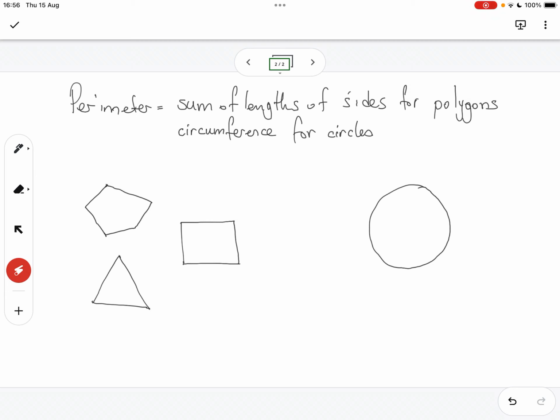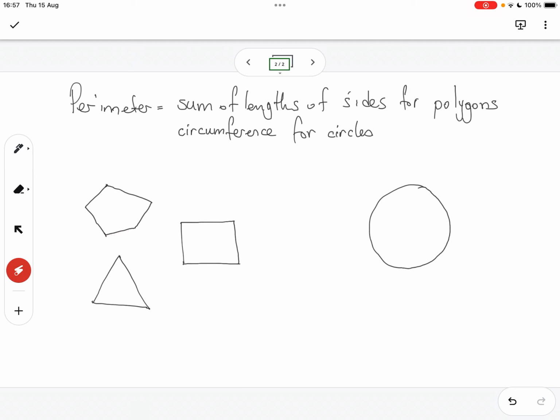So perimeter would be the sum of the lengths. If this is 2 and that is 1 and that is 2 and that is 1, that would be 2 plus 1 plus 2 plus 1. All of those numbers, when you add them up, give you the distance you would cover if you walked around the perimeter. Your yard, for example, that's also a perimeter. The distance from one corner of the house to the next, that's also perimeter. Same as with a multiple-sided figure beyond 4 sides.